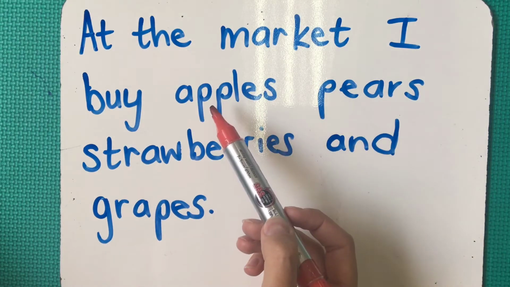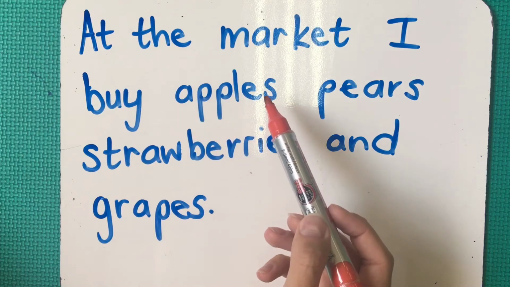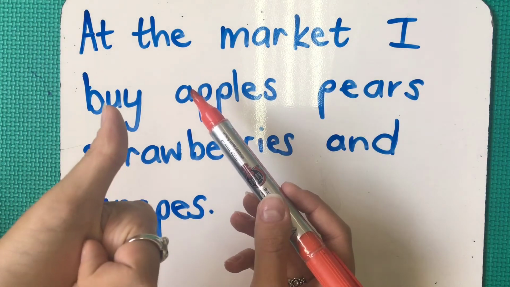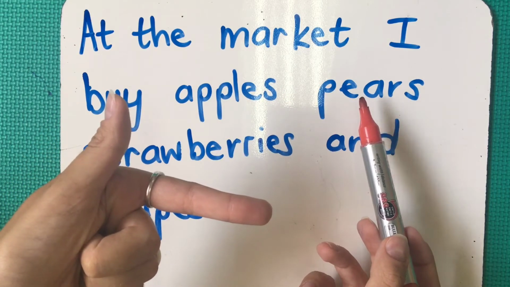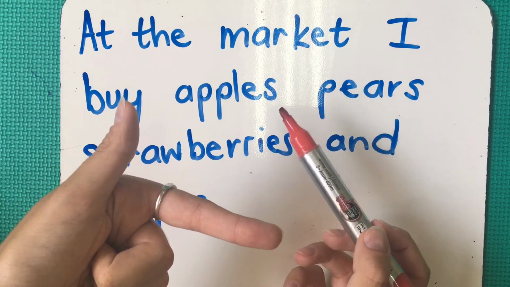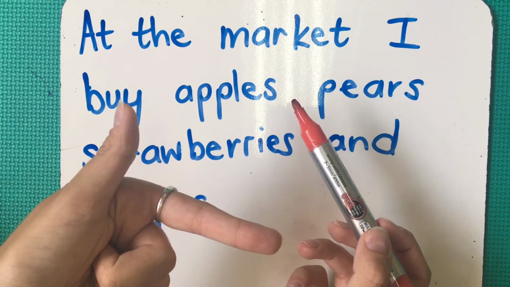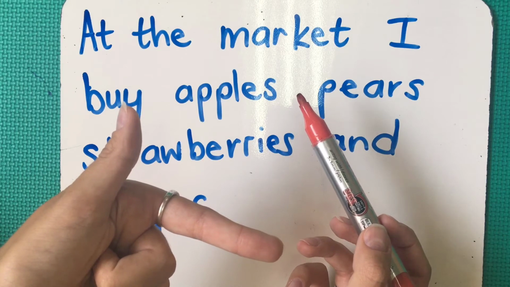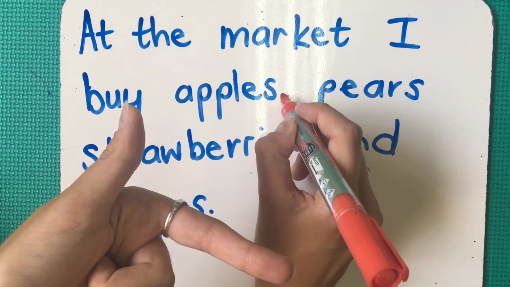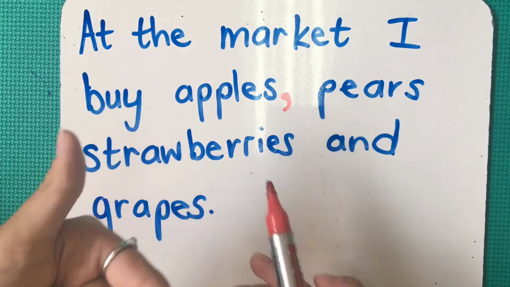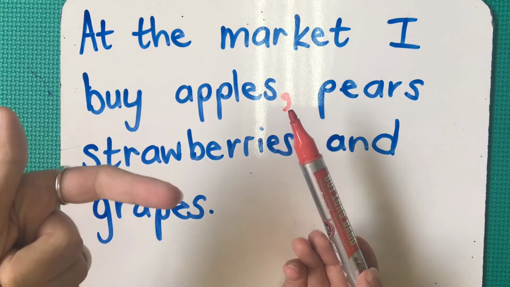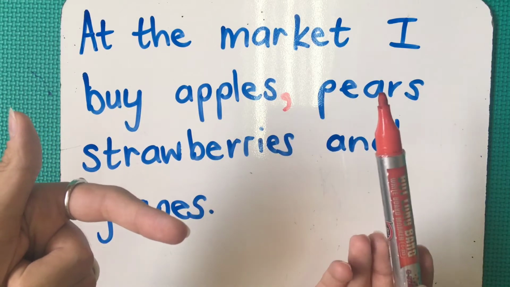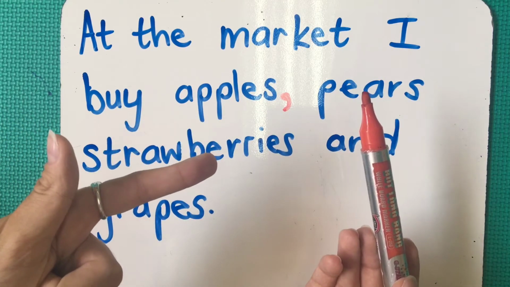Where my list starts with apples, apples is the first thing I've bought. The second thing I've bought is pears. I don't want to put the word and in the middle because that will make my sentence much longer. So I can put a comma after the first word. First, apples. Take a breath. Pears, that's my second one.